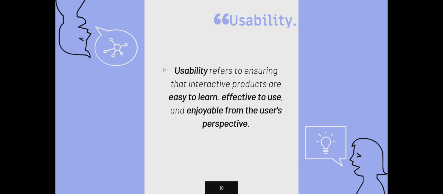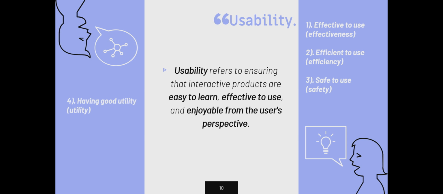The first goal is effectiveness: how good a product is at doing what it is supposed to do. The next goal is efficiency, the way a product supports the users in carrying out their tasks. And the next ones are safety, utility, and learnability. And the last one is memorability.